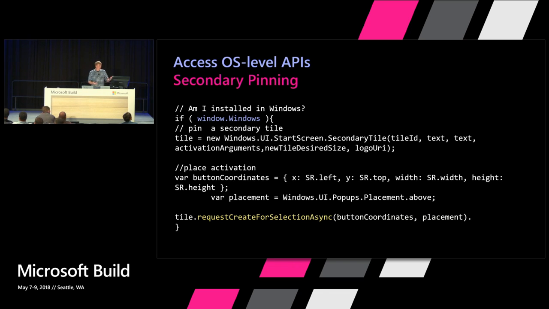You call the tile object, which is inside of this Windows UI namespace, and then you decide the coordinates on the screen for the button, where it's placed. Whenever you want it to open, to prompt the user to pin it, you call the tile's request create for selection async. The naming conventions here don't feel very JavaScript in the APIs, but the good side of that is they are equivalent to what the C++ and C# developers use. So if you're looking for documentation and stuff like that, it's quite helpful to be able to go down to the same namespaces.